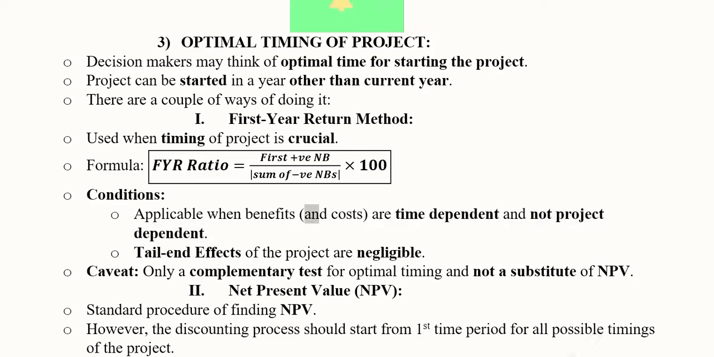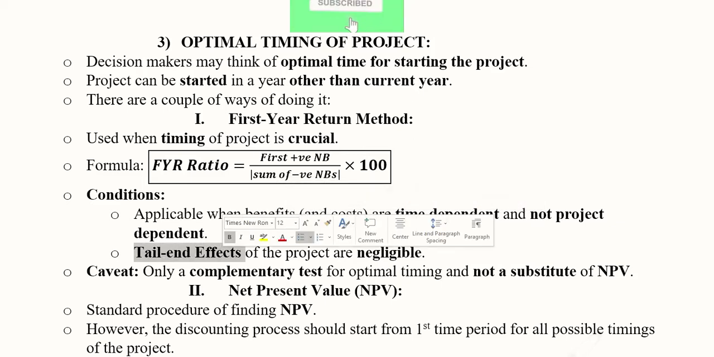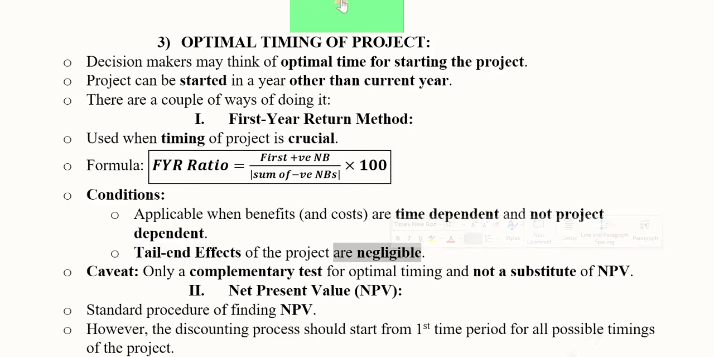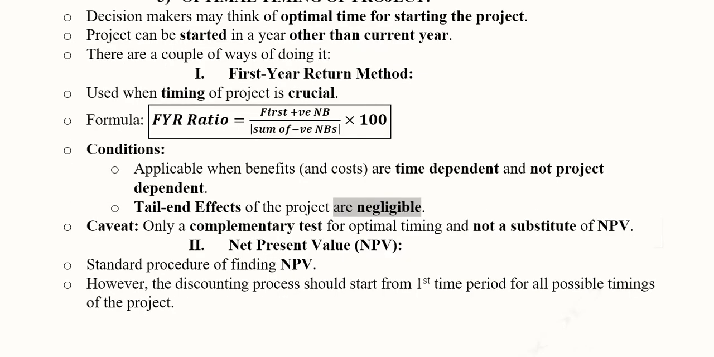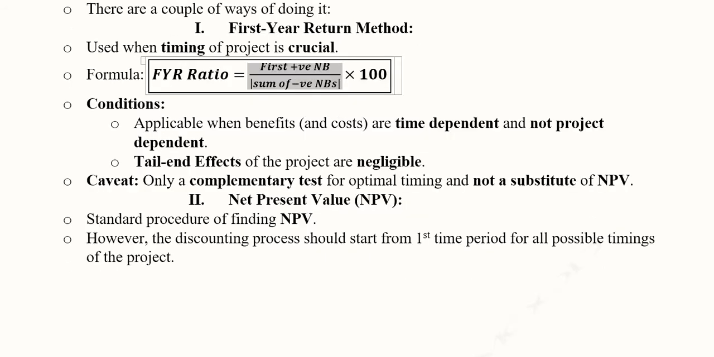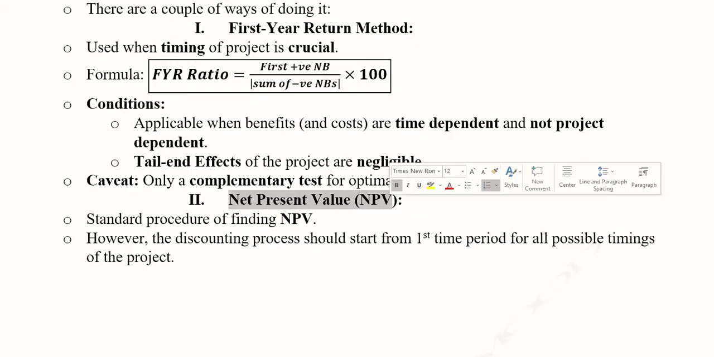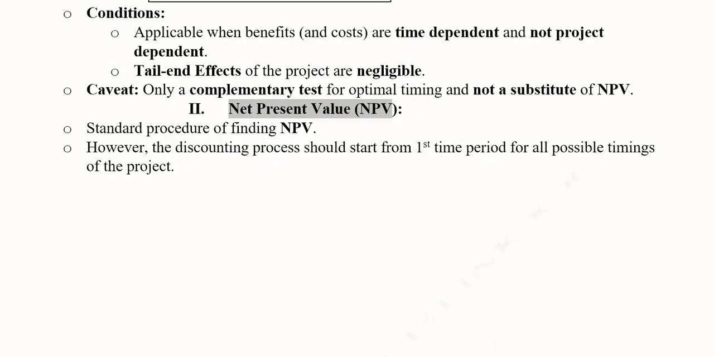So the time factor is crucial, in simple words, in this situation. Secondly, the tail end effects are negligible. It means that the costs and the benefits at the end of the project are not that much, or they are discounted substantially so that they decline. So these are the two conditions that make this method, the first year return method, more reliable. Then we also have the NPV method, which is very much reliable, and we have done it many times before.